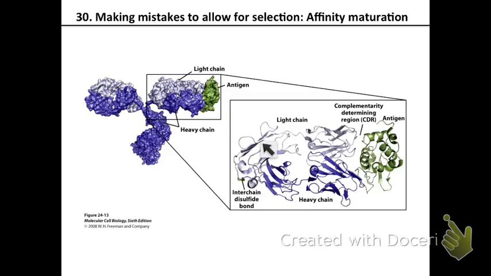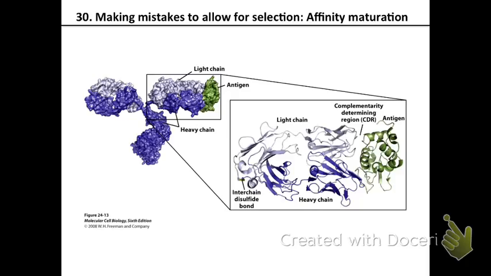Just to remind you what antibodies look like, right? You have a heavy chain and a light chain, and you have an antigen that is bound to this surface. Now, this surface is called the complementarity determining region because it binds to the antigen. And the changes in the shape of this surface are going to increase or decrease the affinity to the antigen.